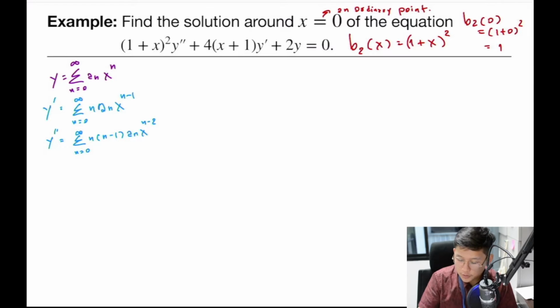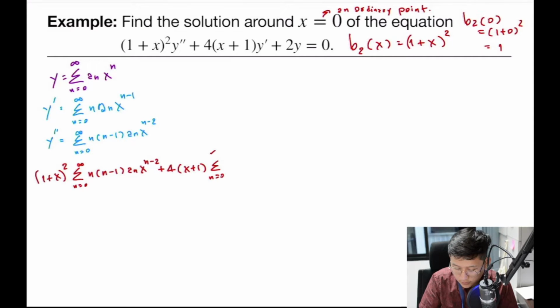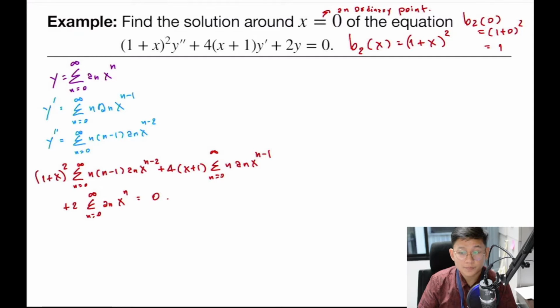So what we have would be (1 plus x squared) y double prime, and that would be summation n from 0 to infinity n(n minus 1) a_n x to the n minus 2, and then plus (4x plus 1) y prime, that will be sum n from 0 to infinity n a_n x to the n minus 1, and then plus 2y, which is sum n from 0 to infinity a_n x to the n, equals 0. After that I'll need to rearrange the terms, right?